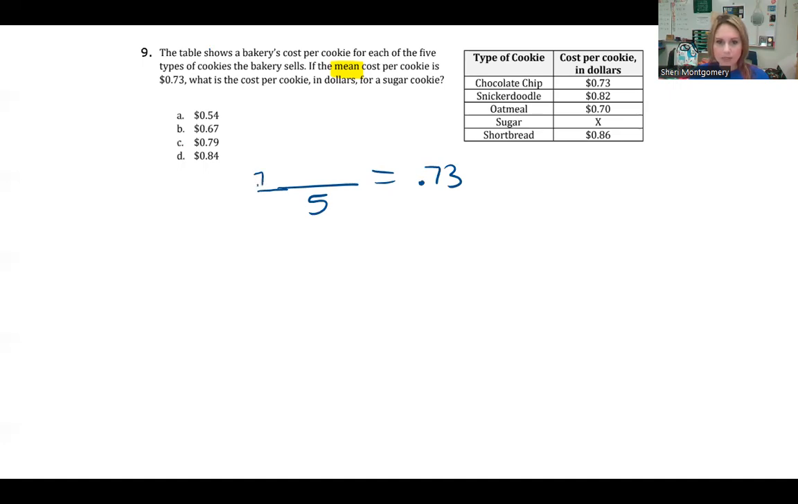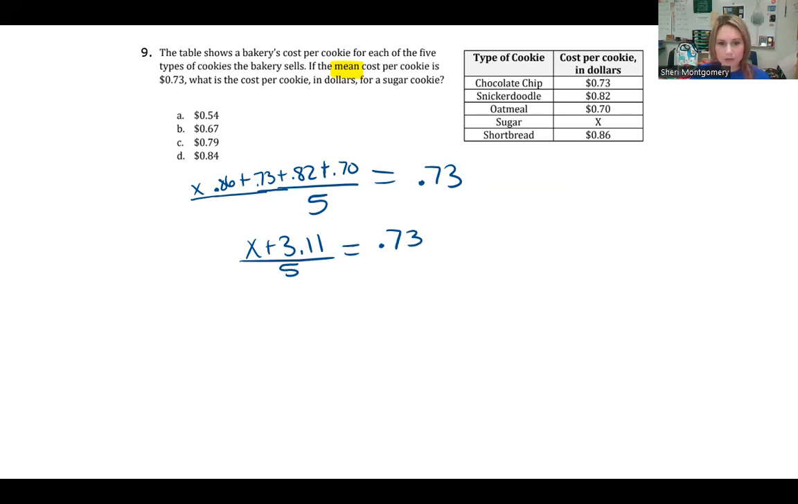So we have 0.73, 0.82, plus 0.70, plus 0.86, 1, 2, 3, 4. And then we don't know what the sugar cookie is, so we're going to call that X. When you add up all of those cookie prices, what do you get? Okay, so X plus 311 divided by 5 gives us our average cookie price.